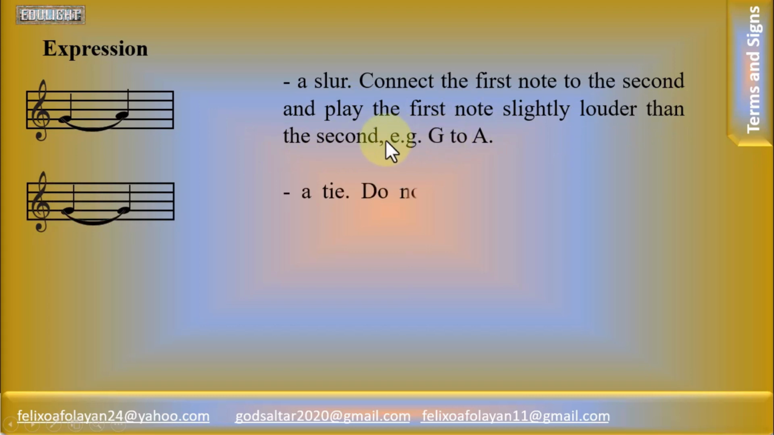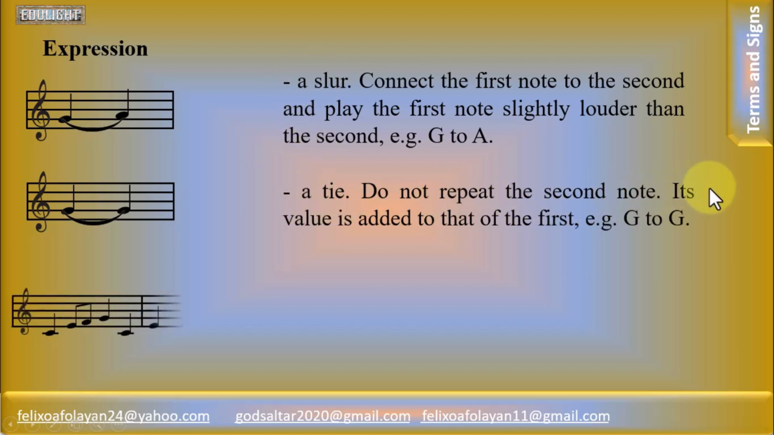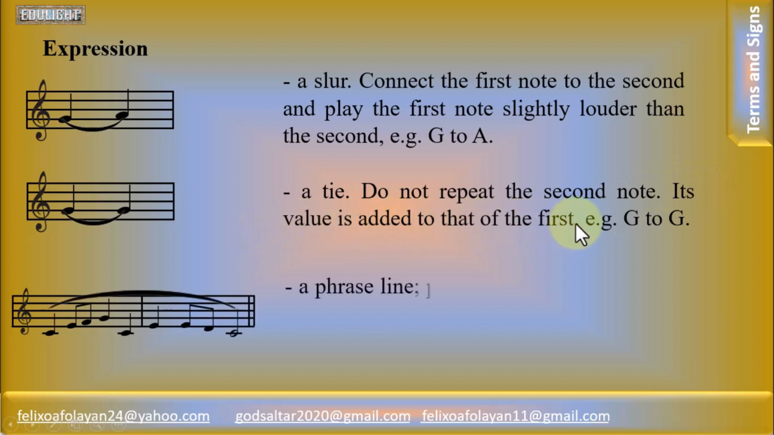Like as we see here, E, G, and A. This one is on a line and a space, and this one is similar, but it's on the same line, and they will be on the same space. So, a tie. This one is called a slur. This one is called a tie. Do not repeat the second note. Its value is added to that of the first note.